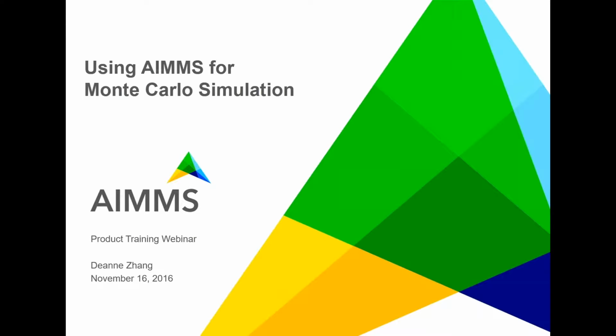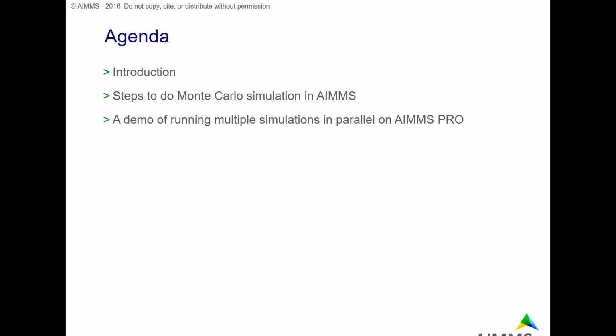Today, we're going to discuss how to use Monte Carlo simulation in AIMMS with the functions, programming languages, and the UI capabilities provided by AIMMS. We will first have an introduction on analytical methods to handle uncertainty. Then we'll take an example to show how to adjust an AIMMS model to run Monte Carlo simulation. In the end, we will show a demo to run multiple simulations in parallel on AIMMS Pro.